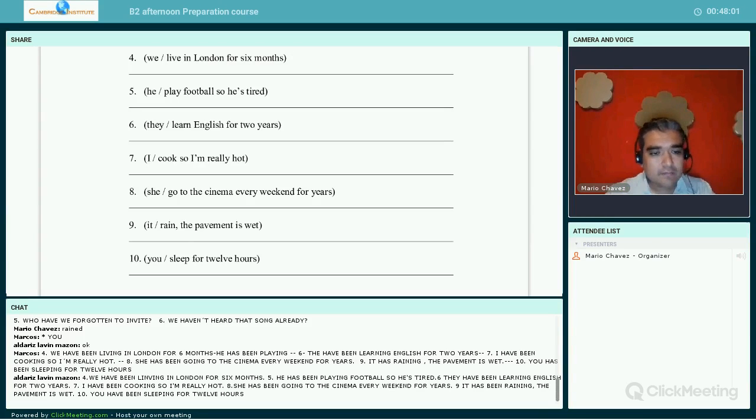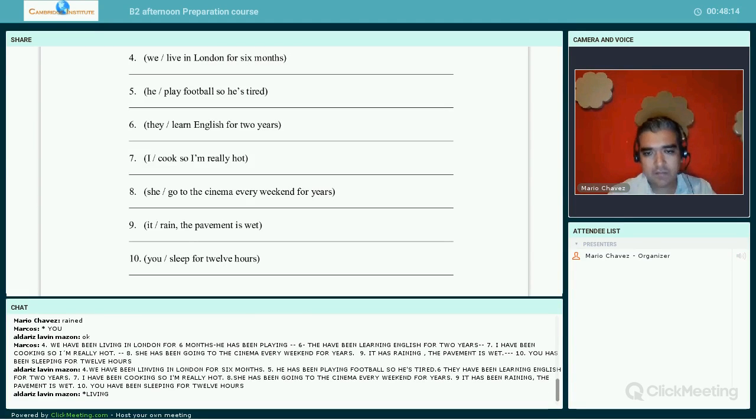Very good. We have been, she has been playing football. They have been learning English. I've been cooking, so I'm very hot. She's been going. It's been raining. They have been sleeping.